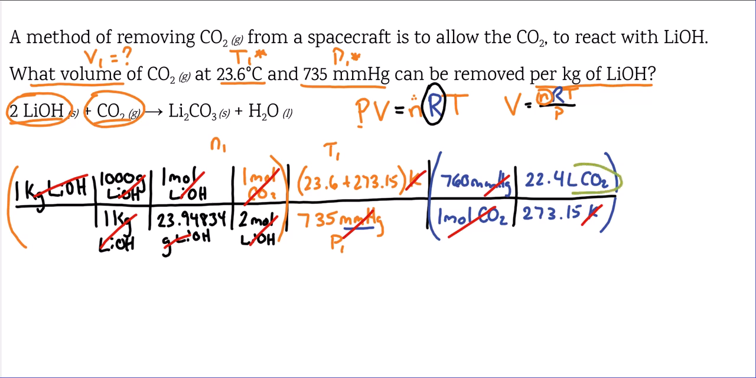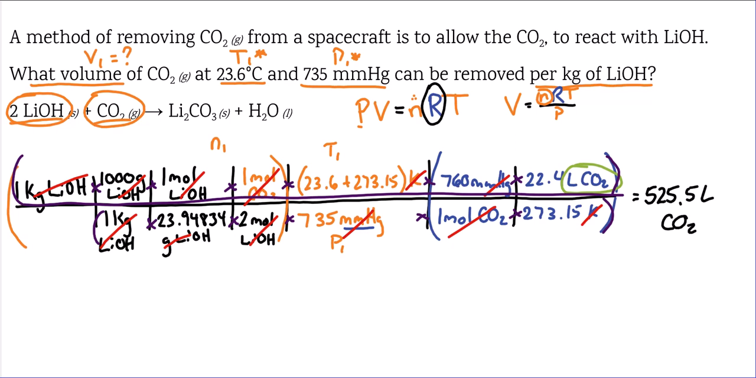We'll solve by multiplying across the top and dividing by the product of the bottom. Notice that all of my units from R cancel out except for liters. When we solve, we get 525.5 liters of carbon dioxide that can be scrubbed by this chemical reaction system.